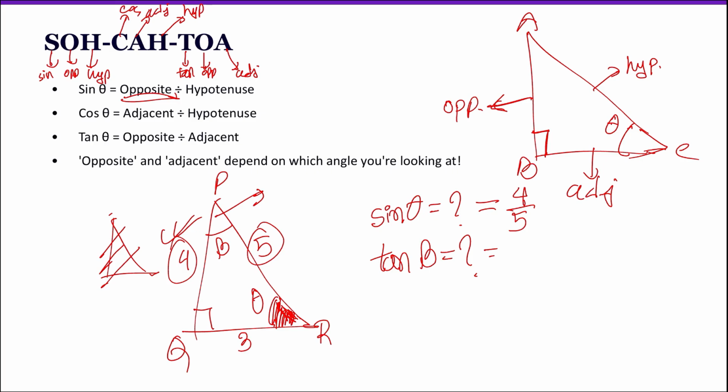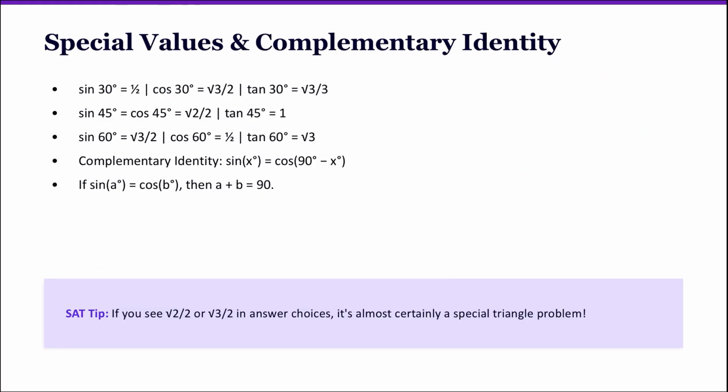But now we're dealing with angle beta, and now the opposite side is no longer PQ because angle beta does actually sit right between PQ and PR. So it's one of its neighbors. PQ is one of angle beta's neighbors. So in this case, the opposite side is actually QR. So it's 3 over the adjacent, which is actually PQ in this case. So it's 3 over 4.